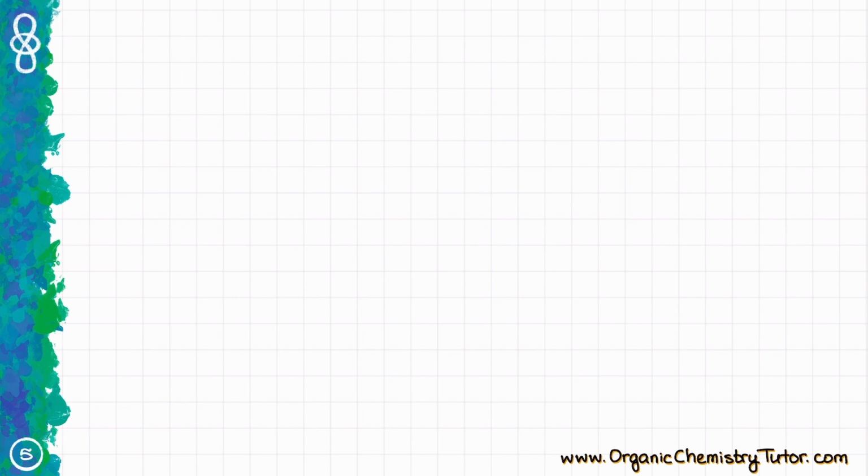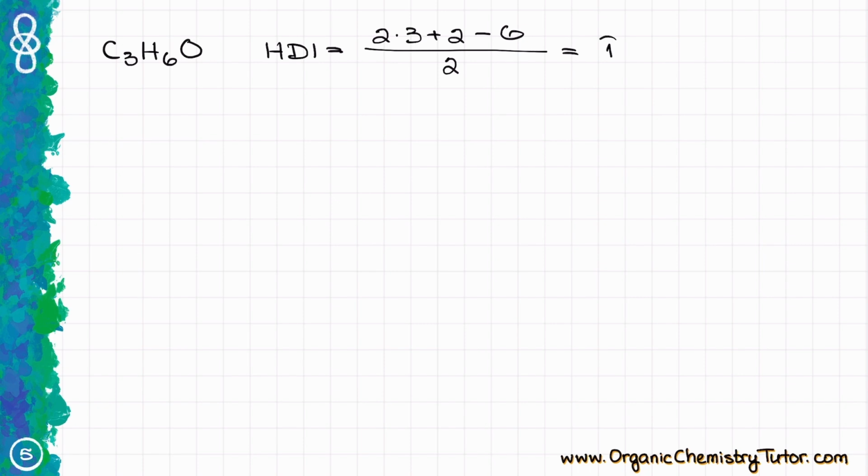So let's look at the following molecule, for instance. I have C3H6O. If I first calculate my hydrogen deficiency index here, HDI, what I'm going to get is twice the number of carbons, which is 3, plus 2, minus, I have 6 hydrogens here, I don't really have anything else, then divided by 2, I'm going to get 1.